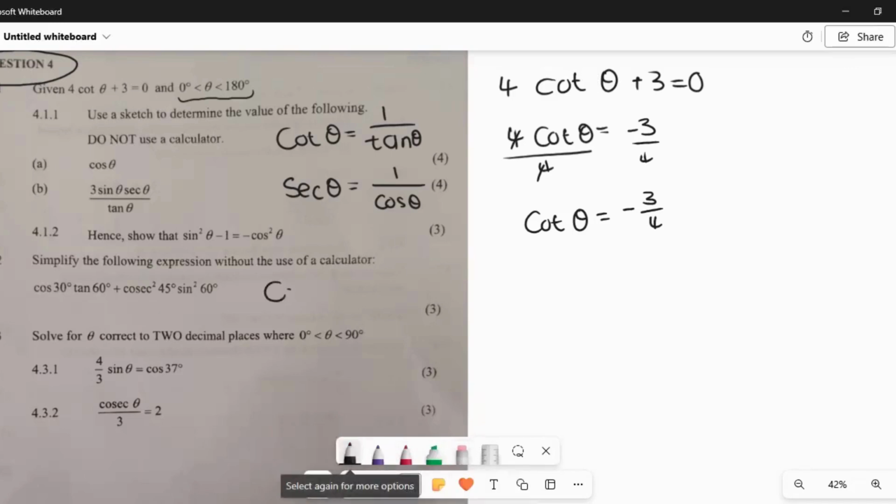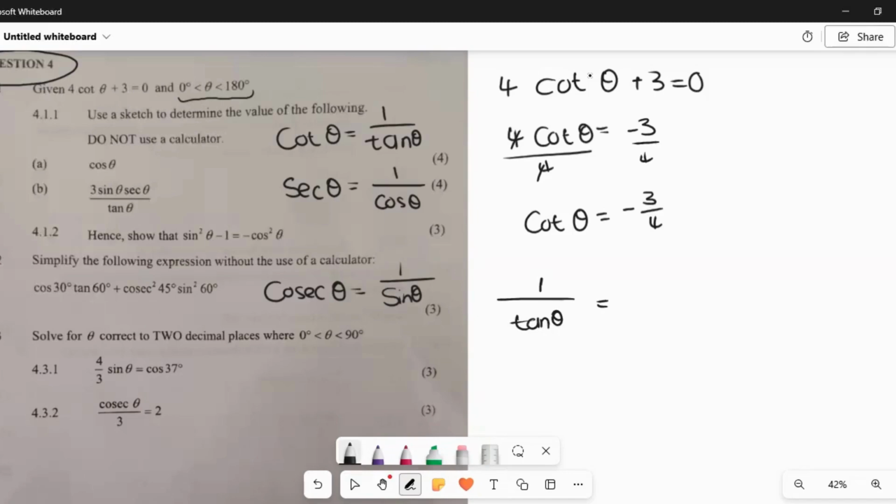If we have cosec theta, this means that we have 1/sine theta. Okay. But in this case, we have cot theta. So cot theta, we are going to have 1/tan theta is equal to, let's just take the negative to our numerator.